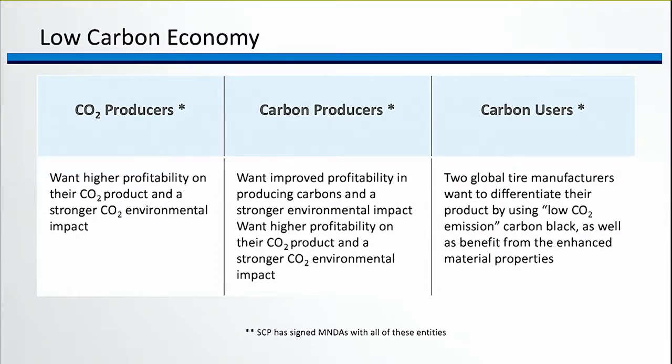Let's go to the right-hand side, the carbon users. 70% of the world's carbon black goes into tires. The rest goes into inks and plastics and colors. Anything you see is black has oil soot in it. It could have CO2 in it instead, okay?